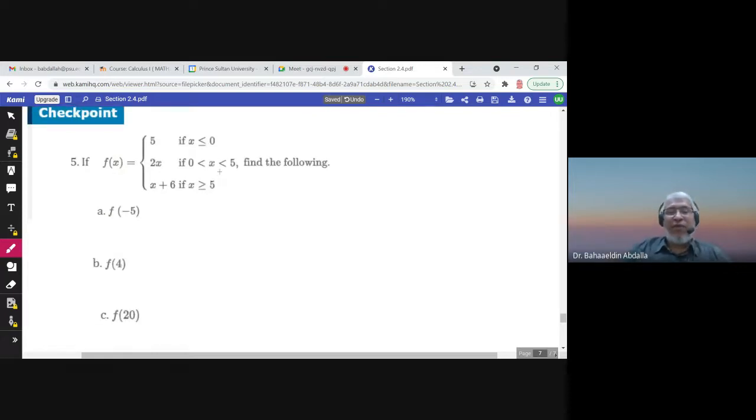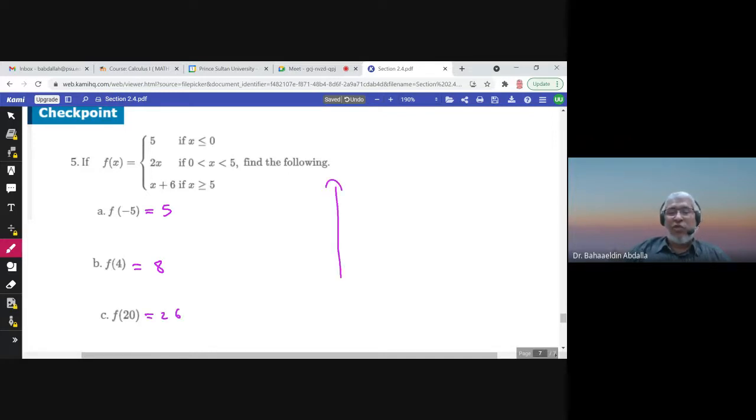For example, we have a piecewise function like this. How to find the values? F of negative 5, you have to see x is negative 5. Is negative 5 less than 0, between 0 and 5, or greater than 5? It is less than 0, so f of negative 5 is just 5. F of 4, look at 4. It's not less than 0. It's between 0 and 5. So you use this definition. So f of 4 would be 2 times 4, which is 8. F of 20, 20 is greater than 5. So I use this definition. So 20 plus 6 is 26.